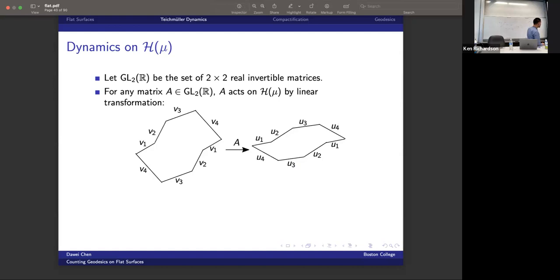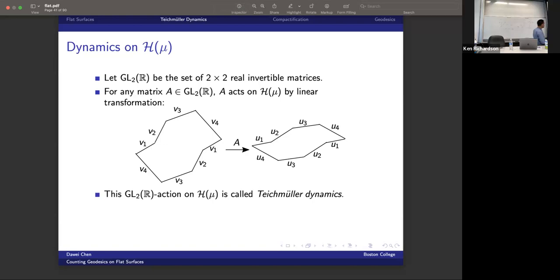So I take a flat surface on the left, okay? And I use A to act on each edge vector v_i. I don't really care about translation, I'm moving around. After translation, I take u_i to be the image A times v_i. And if I have two parallel vectors, say v1 and the other copy of v1, the resulting images u1 and the other copy of u1 are still the same vector up to translation. So the resulting polygon can still be glued under the same pattern. I still get an octagon in this case with four pairs of edges identified under translation. So the eight vertices will be identified, and I still get the same angle. So this action of GL2R really acts on the total space H mu, preserving the type.